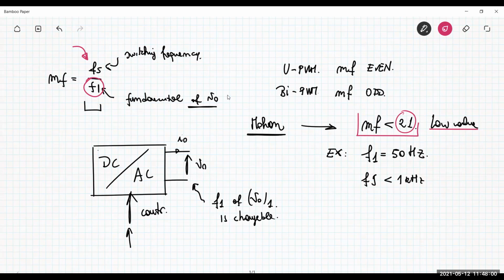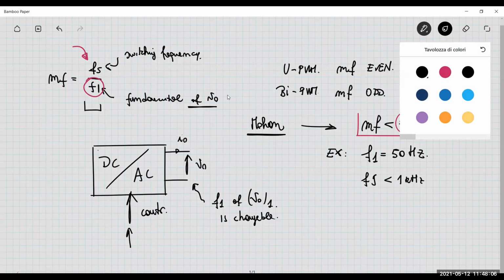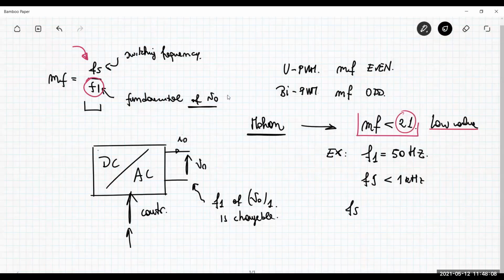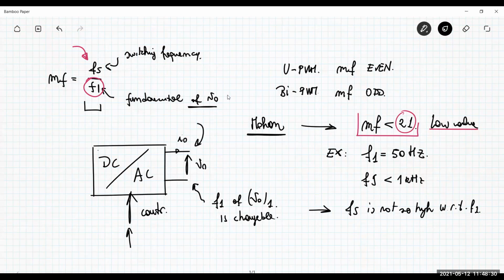What happens? Basically two things. The first one is that if MF is not so high, then it means that Fs is not so high with respect to F1. And so this implies a difficulty in demodulating what happens at the output, so to filter out high order harmonics. So first of all, the quality of your output sine wave is a little bit distorted due to the presence of large high order harmonics in the spectrum.